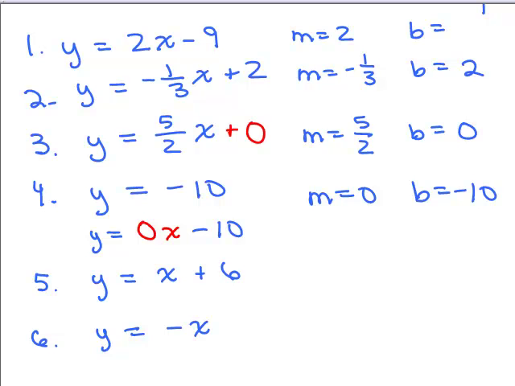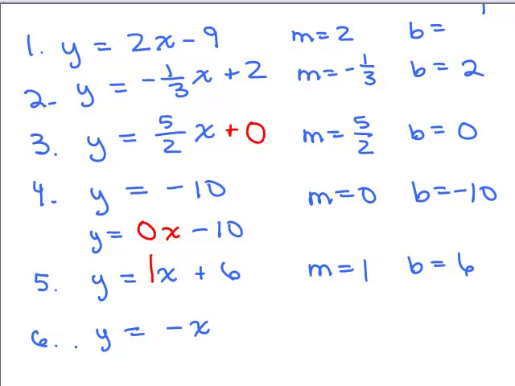Let's see if you can figure out the slope and y-intercept for number 5 and 6 here. For number 5, what's the coefficient of x? You don't see it, but it's that invisible 1. So the slope is 1. It's not 0. When the x term isn't there at all, that's when the slope is 0. If you don't see the coefficient of x, it's 1. And then the y-intercept is 6.